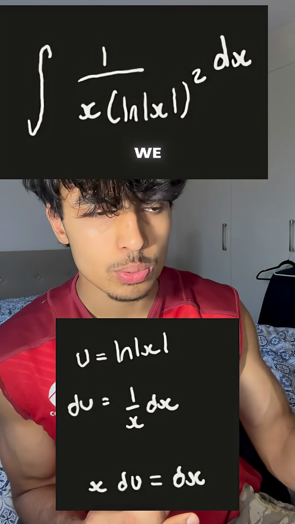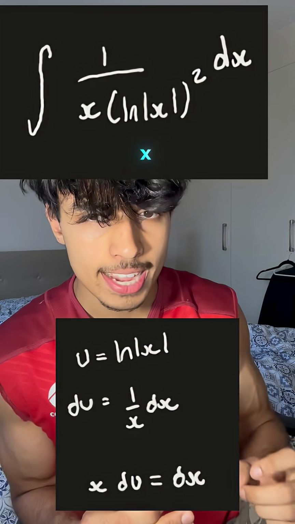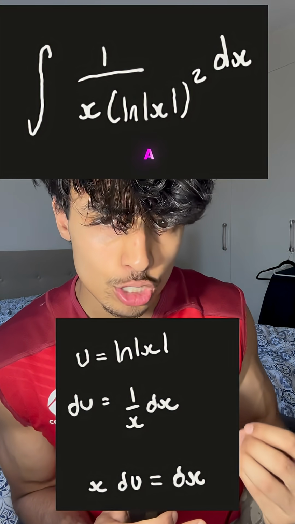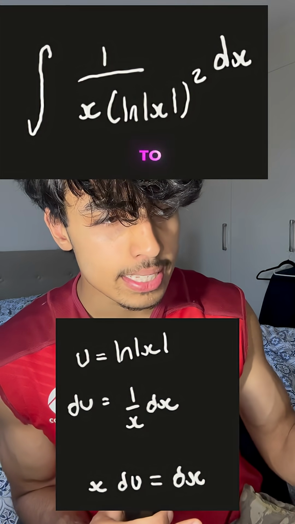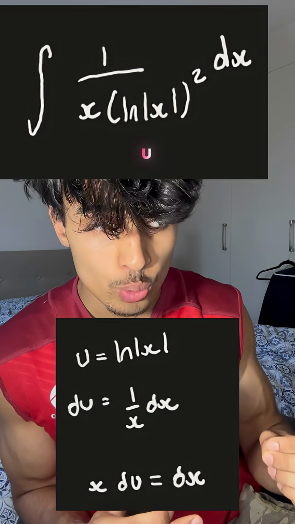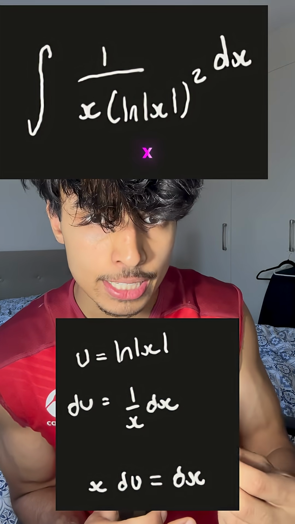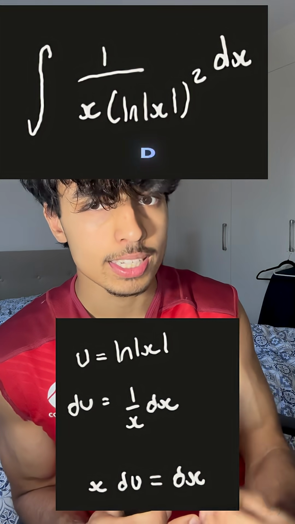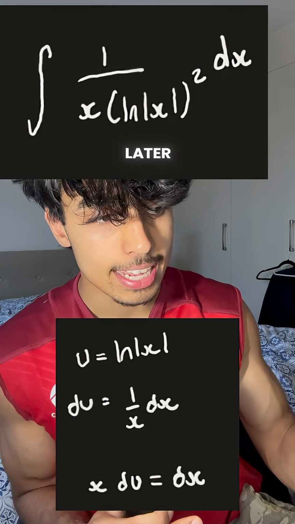Okay, u is ln x. We differentiate. du is equal to 1 over x dx. We need to make dx the subject, remember? So we need to make it x du is equal to dx. So we know that x du is equal to dx, so we can sub it in later on.